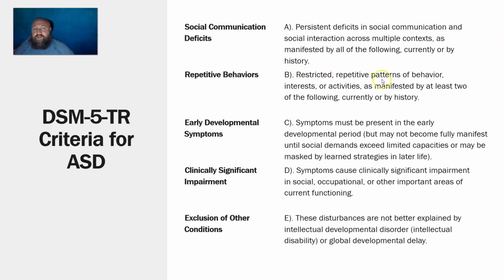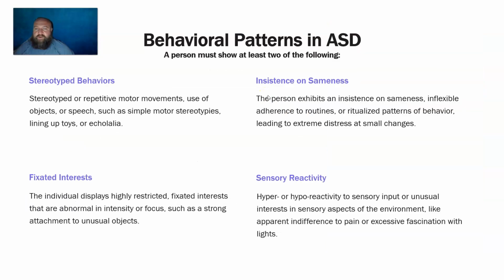So let me tell you what the specific subtypes are for this, right? So remember, 2 have to be present. Behavioral patterns in ASD. So again, in order for a diagnosis to be made, a person must have 2 of these 4. So stereotyped behaviors.